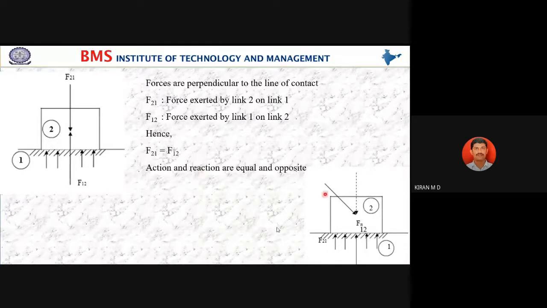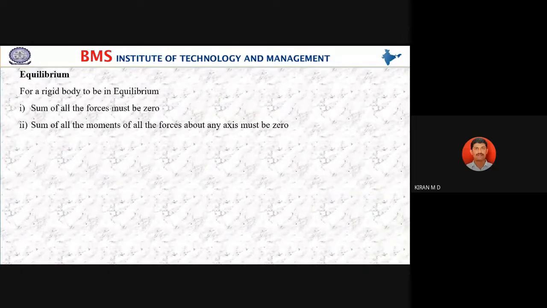Next, if the force is acting at some angle, we are going to write it like this. Again, we will resolve it into the vertical component, which we are going to call Fn12. So now we have used the term equilibrium.